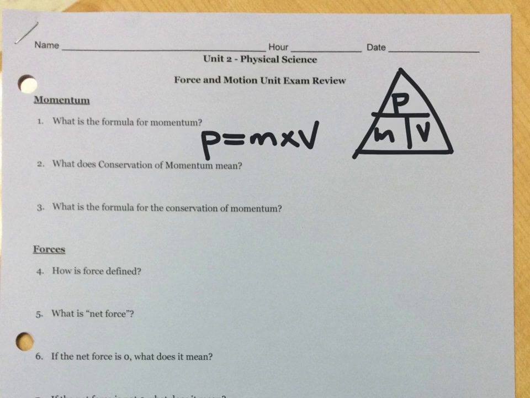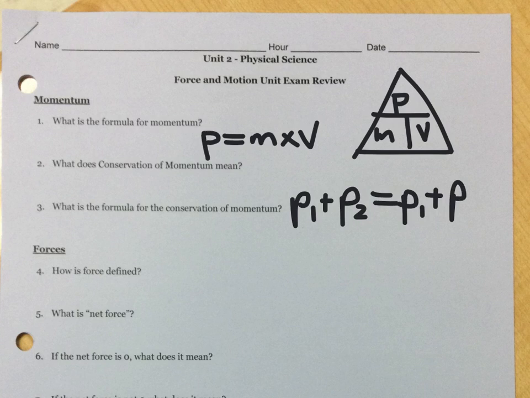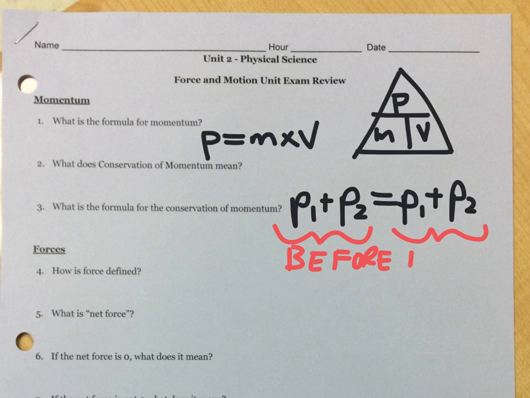Number 3 says, what is the formula for conservation of momentum? And we've seen this a couple different ways. One of them is the momentum of object 1 plus the momentum of object 2 equals the momentum of object 1 plus the momentum of object 2. The difference in these sides is the left side, remember, was before the collision, and the right side was after the collision.